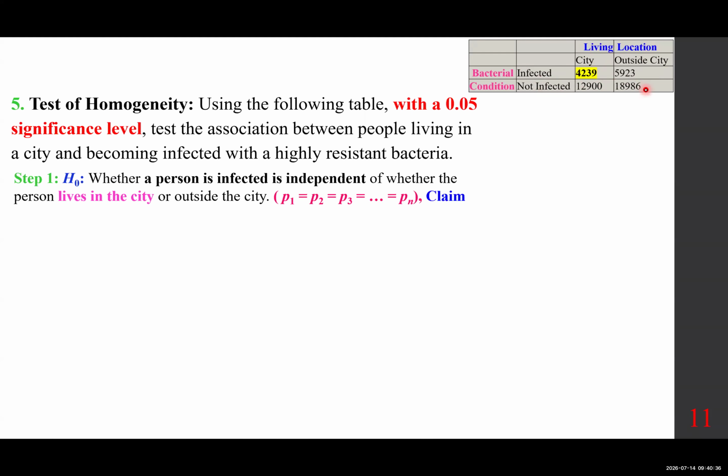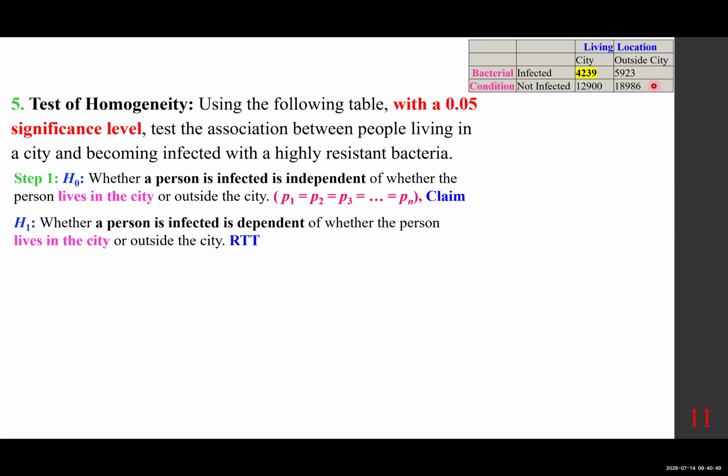Having said that, the H0: whether a person is infected is independent of whether a person lives in the city or outside the city. P1 equals P2, P3, all the way to P7. There are four of them in this case because there are four pieces. H1: whether a person is infected is dependent on whether the person lives in the city or outside the city, and it makes it a right tail test. Test statistic, summation of X squared. X squared is the summation of O minus E quantity squared over E.